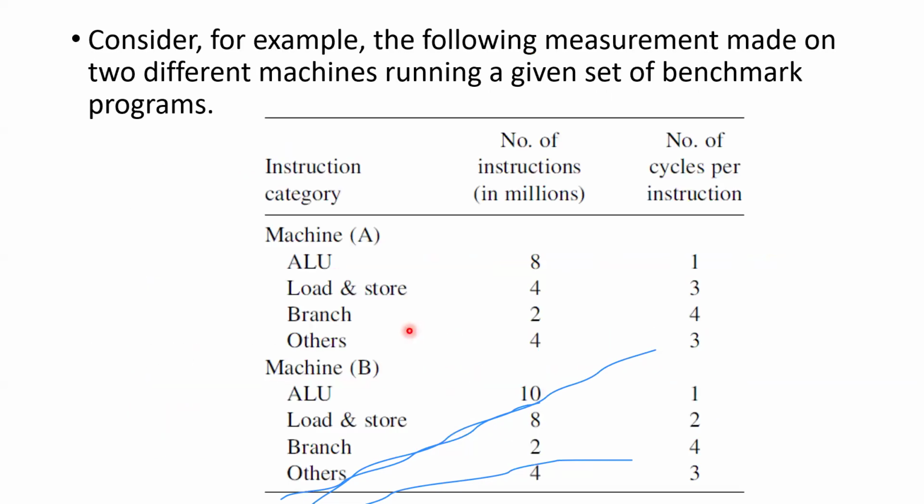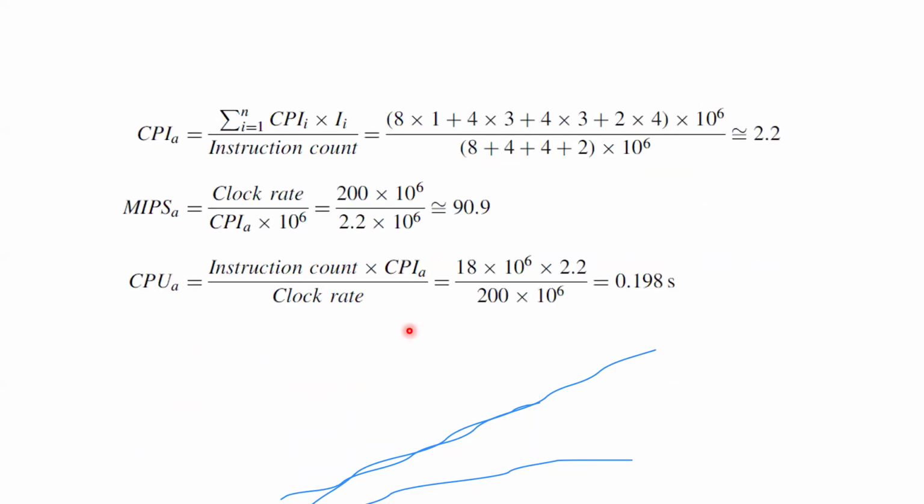Here, the total instruction count is 8 plus 4 plus 2 plus 4. Remember, it says number of instructions in millions. That is why over here, the times 10 raised to the power 6 is added to the CPI of machine A and machine B. But of course, they'll cancel themselves out. Do you understand? Yes. You must read and see what they are given in. As I told you before, math is about structure.